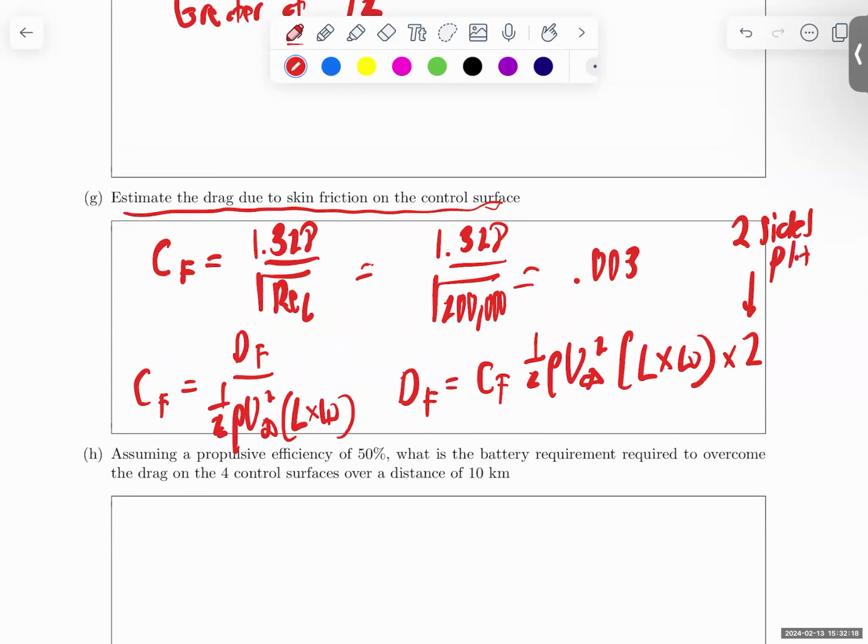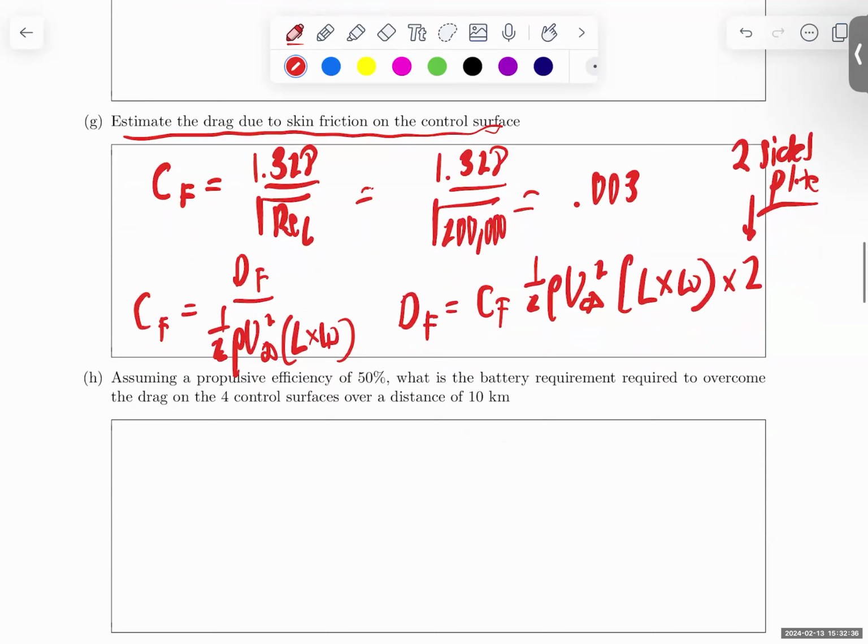This is specific for using the flat plate skin friction formula. When we use other formulas, I'm going to try to be very clear about how we handle the side business. We're using the flat plate formula. We're dealing with 2 sides of the plate. We need this factor of 2 here. We have everything we need.